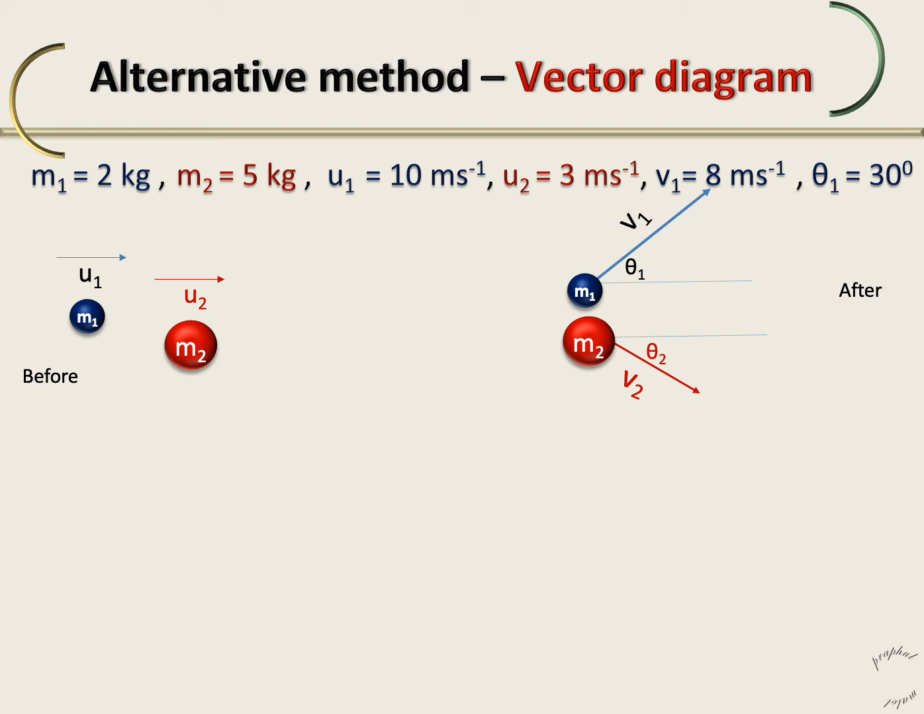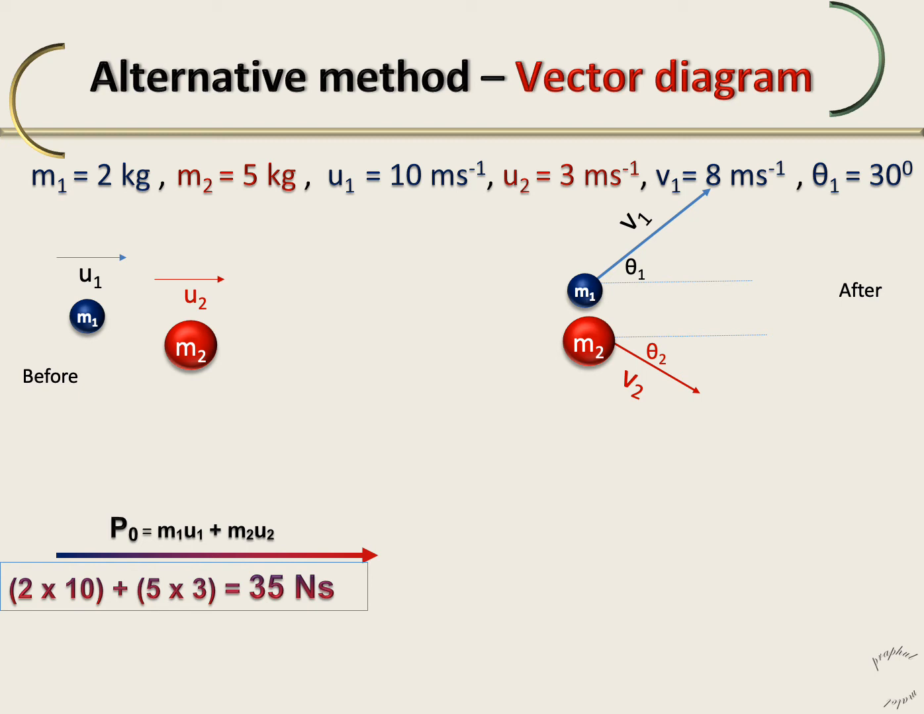So both momenta before, m1 u1 and m2 u2, are horizontal. You could directly add them. I am representing them as a single vector. The blue and red together, both bodies' momentum, I have represented by a single vector. The value of the vector will be 35. All the values are given, m1 u1, m2 u2. So I'm just adding the momentum. I will get 35. So that's the total momentum before.